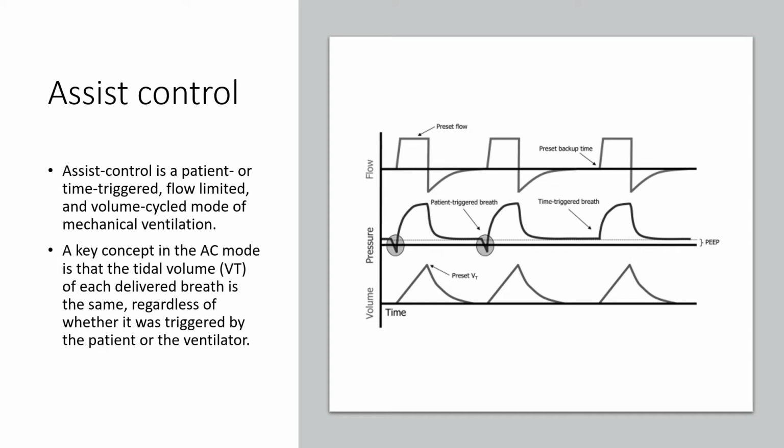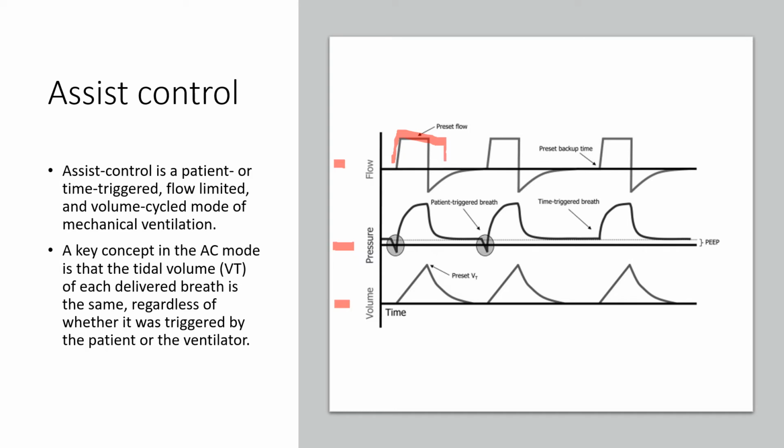So I want you to take a look at the graph on the right. Notice that we have three categories. We have volume, we have pressure, and we have flow, right? So what happens is, remember I was telling you that with assist control, volume cycle ventilation, you set a peak inspiratory flow, which we'll say is 60. Typically, the flow pattern for assist control is a square waveform like this. You see those square waveforms.